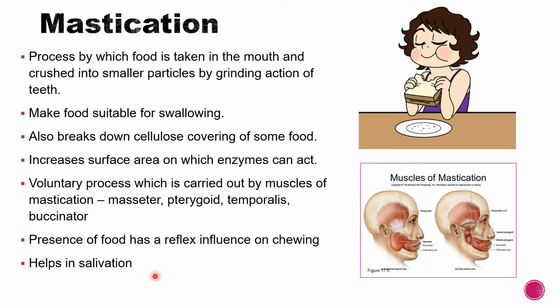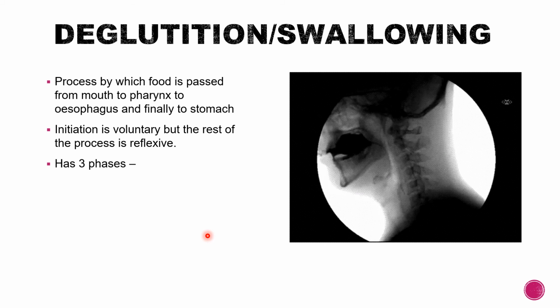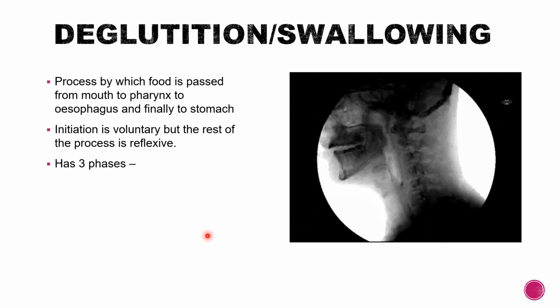Now this mastication also helps in salivation. You have already done what is the use of salivation, what are the enzymes present in saliva. Okay, so mastication helps in salivation. Now let's go on to deglutition and swallowing. After chewing, we swallow the food.